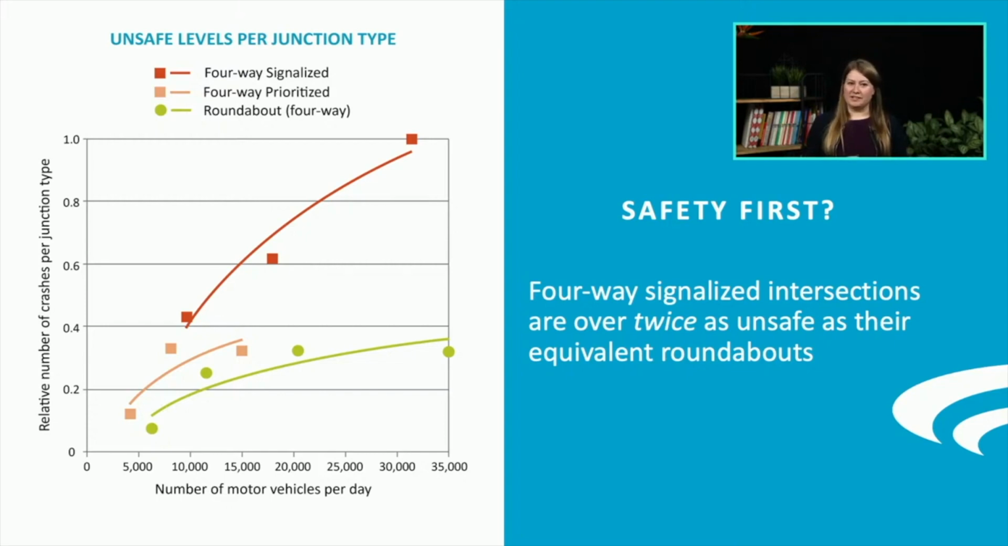So here you can see in the red the four-way signalized intersection, in the pink the four-way prioritized intersection, and in green the roundabout. And on the y-axis you have the relative number of crashes per junction type. So that means that if you have a four-way signalized intersection, these are over twice as unsafe as their equivalent roundabout. So you can have the flow with a roundabout, but you also have the safety. So that's why we also want to build roundabouts.